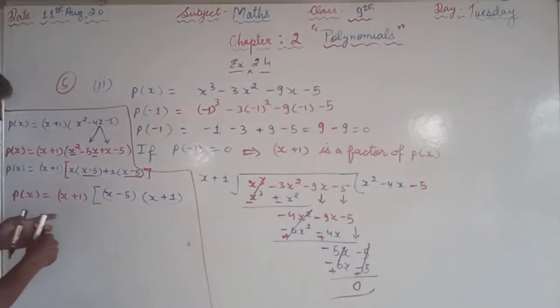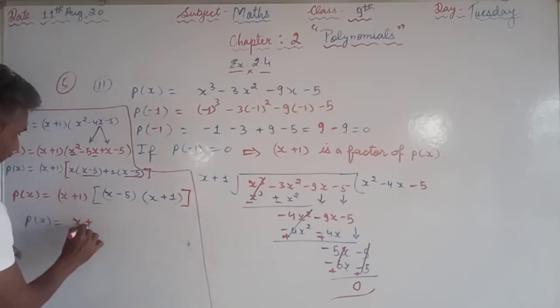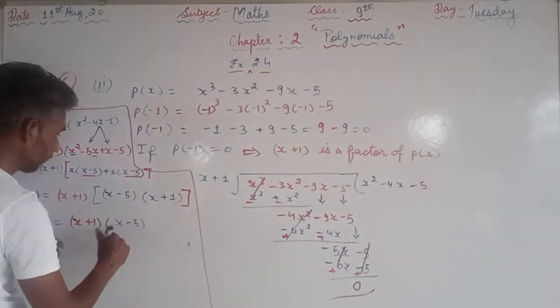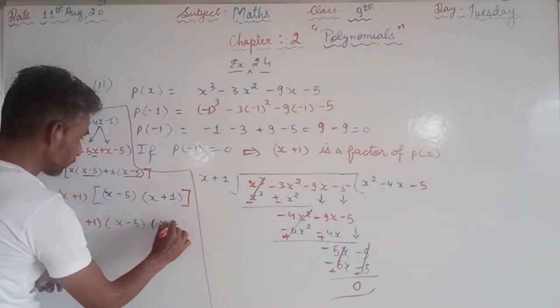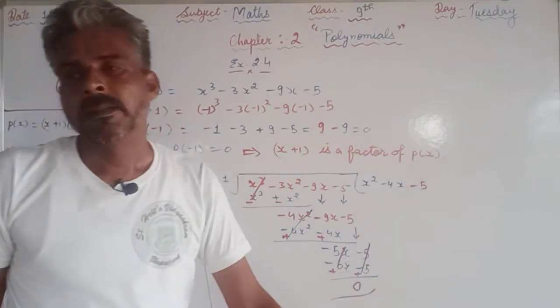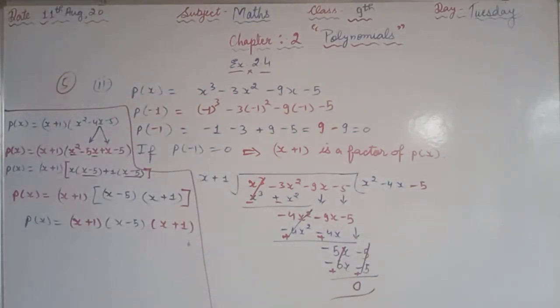So now our question is complete. P of x is equals to x plus 1 into x minus 5 into x plus 1 again. So here this is the method how we can factorize a given polynomial, and in this, first of all, you have to find the factor if the degree is more than 2.